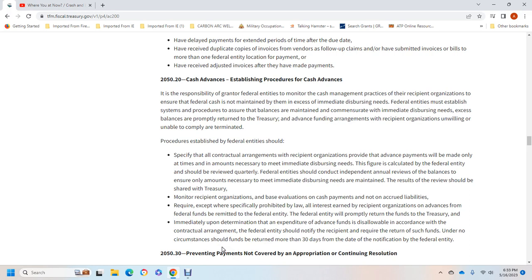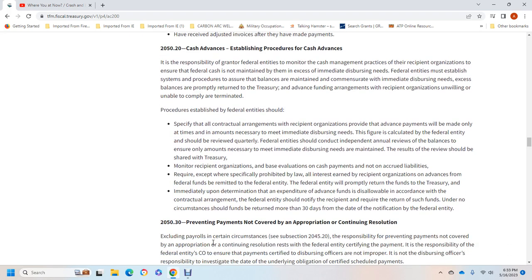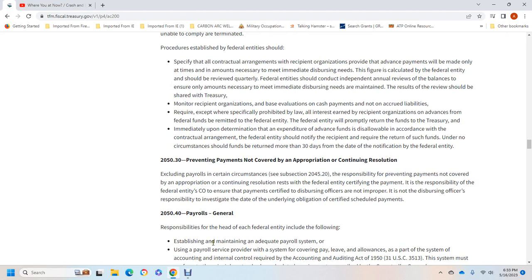Or 2050-30 for the pre-planning payments for the non-covered operation, continuing resolution, excluding the payroll of certain circumstances of subsection 2045. The responsibility for preventing payment of the non-covered appropriation for the continuing resolution rests with the federal entity for certifying the payment. The responsibility of the federal entity for the chief officer is to ensure the permit payment certified with the disbursing officer. The disbursing officer is not responsible to investigate the underlying obligation for the certified scheduled payments.